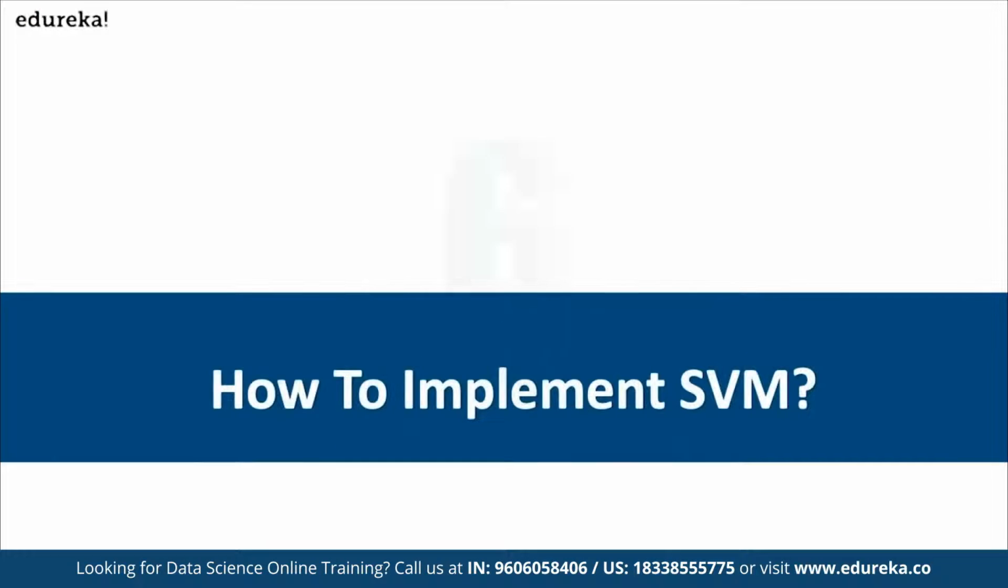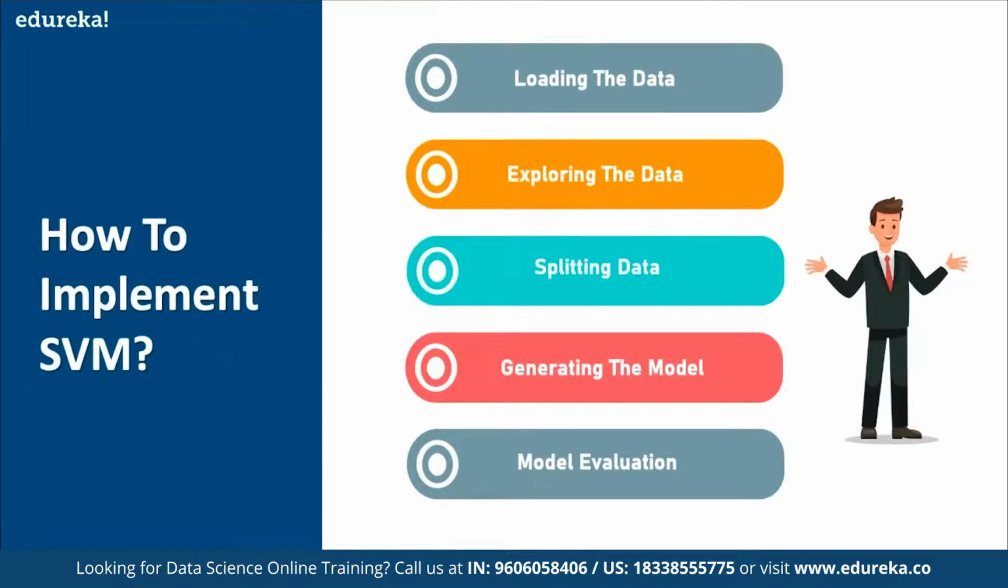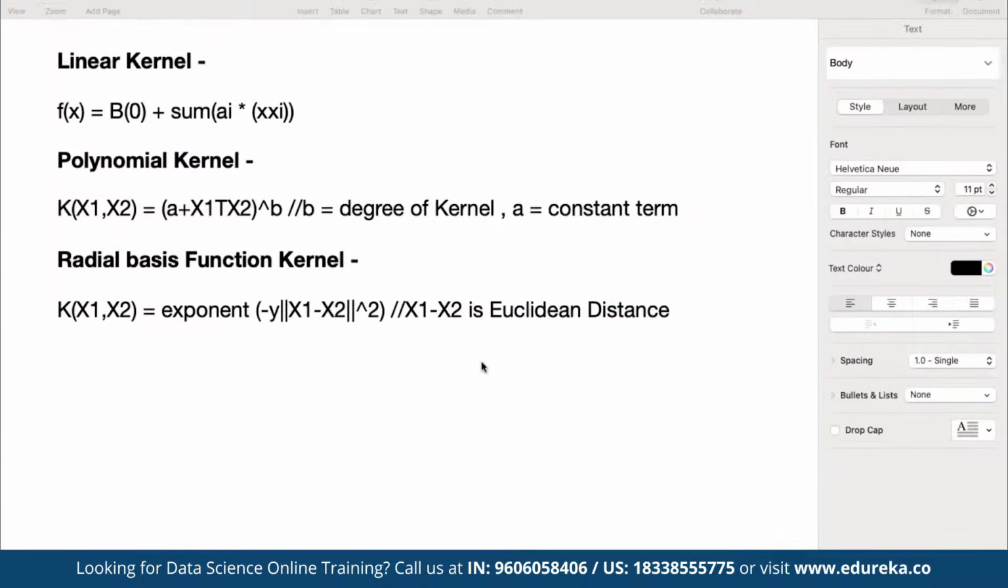So now, in terms of how to implement SVM, first of all we have to load the data, explore the data, split the data, generate the model, and then evaluate the model as well. As we discussed, in case you have been confused, linear is simply the dot product between any two given observations. The product is between two different vectors, simply the sum of multiplication of each pair.